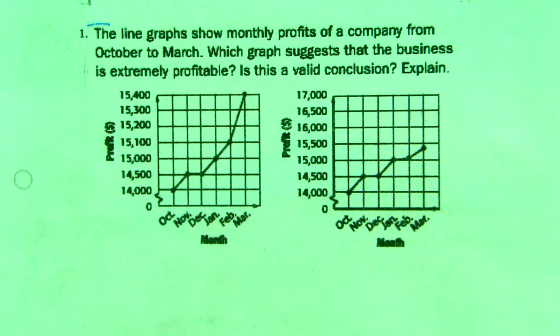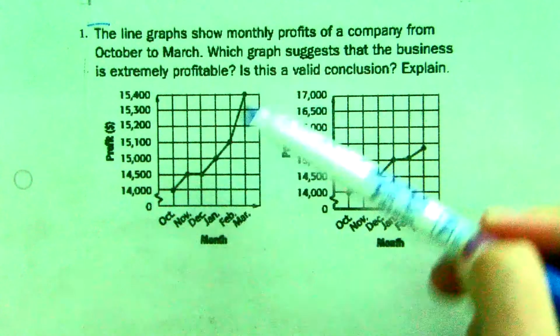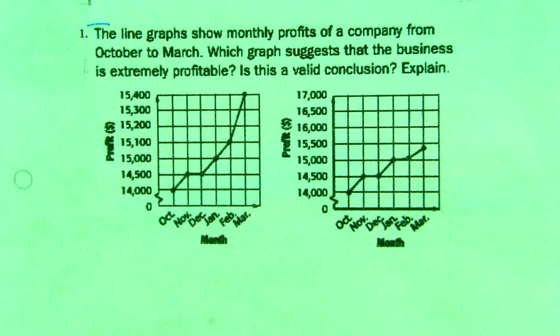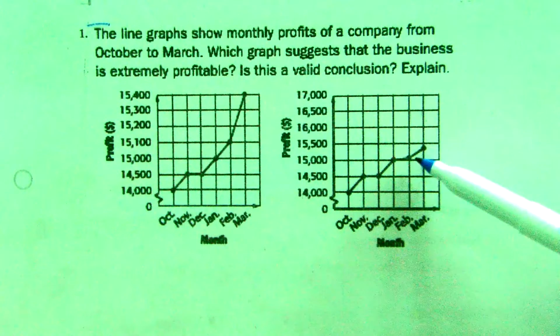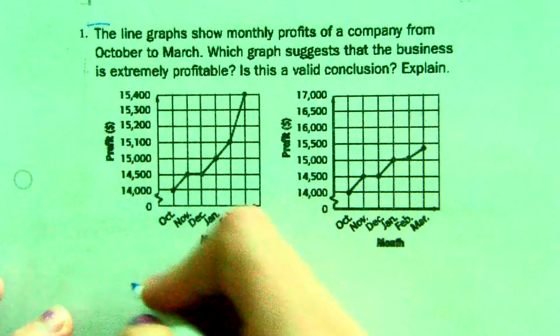Well, if we look at graph 1, it looks like this company started down at $14,000 and went all the way up to $15,400. But when we look at this graph, it looks like this company just barely moved up. So when we're just looking to see which business looked extremely profitable, we would say graph 1 did, or the first company here. Then it says, is this a valid conclusion?